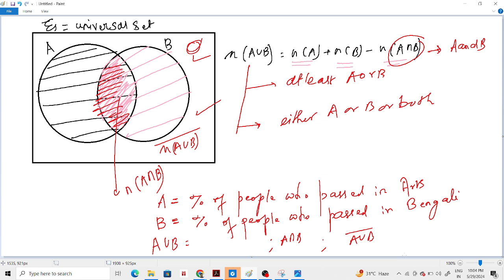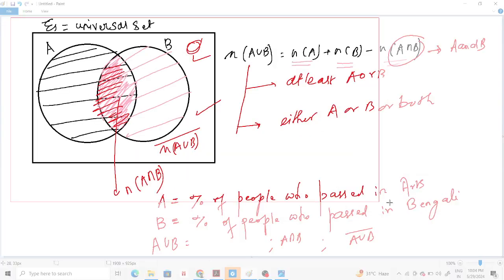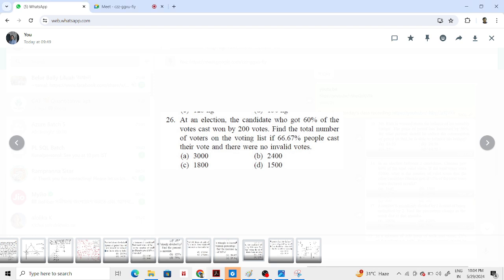Okay, understood. Venn diagram is very, very important, and in LR also we have Venn diagrams.